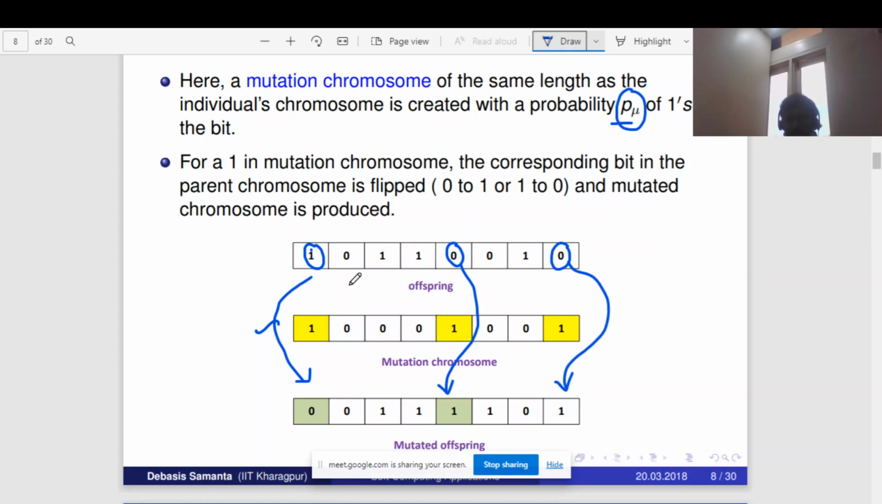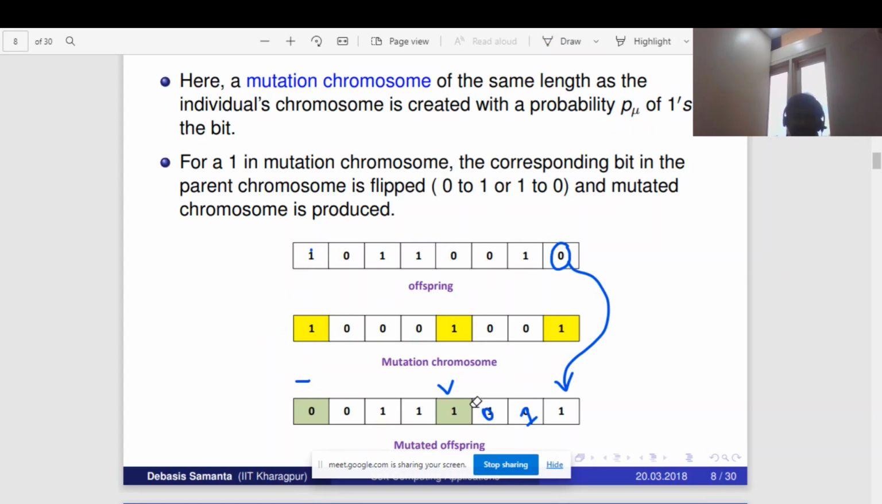The remaining positions in the mutation chromosome are 0. In that case, whatever is in the actual offspring just gets into the mutated offspring. So this is 0 1 1, that same 0 1 1 comes here. Similarly this is 0 1, sorry, this should be 0 1 only, not 1 0. The same thing comes, there is no change. So this is how this technique works.